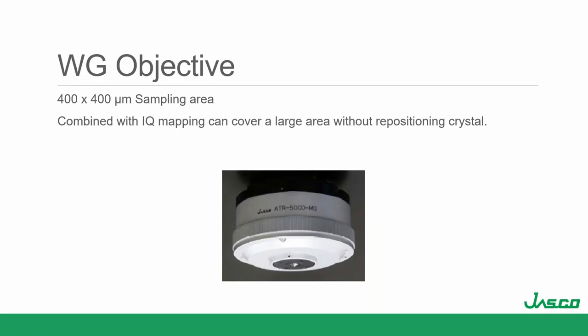The WG objective, I really like this. It's a 400 by 400 micron sampling area. So if you do that in conjunction with IQ mapping, then you can do a very large area without moving the crystal. Every time you lift the sample up, you're causing a disturbance to whatever you're looking at. So if you've got something that's got adhesive on it, say, you don't want to lift the ATR up and then go to another spot, because the adhesive will still be on your tip, so you'd have to clean it between each one. But if you have the ATR crystal on your sample and then take a map without moving your ATR, you don't have to worry about cross-contamination.